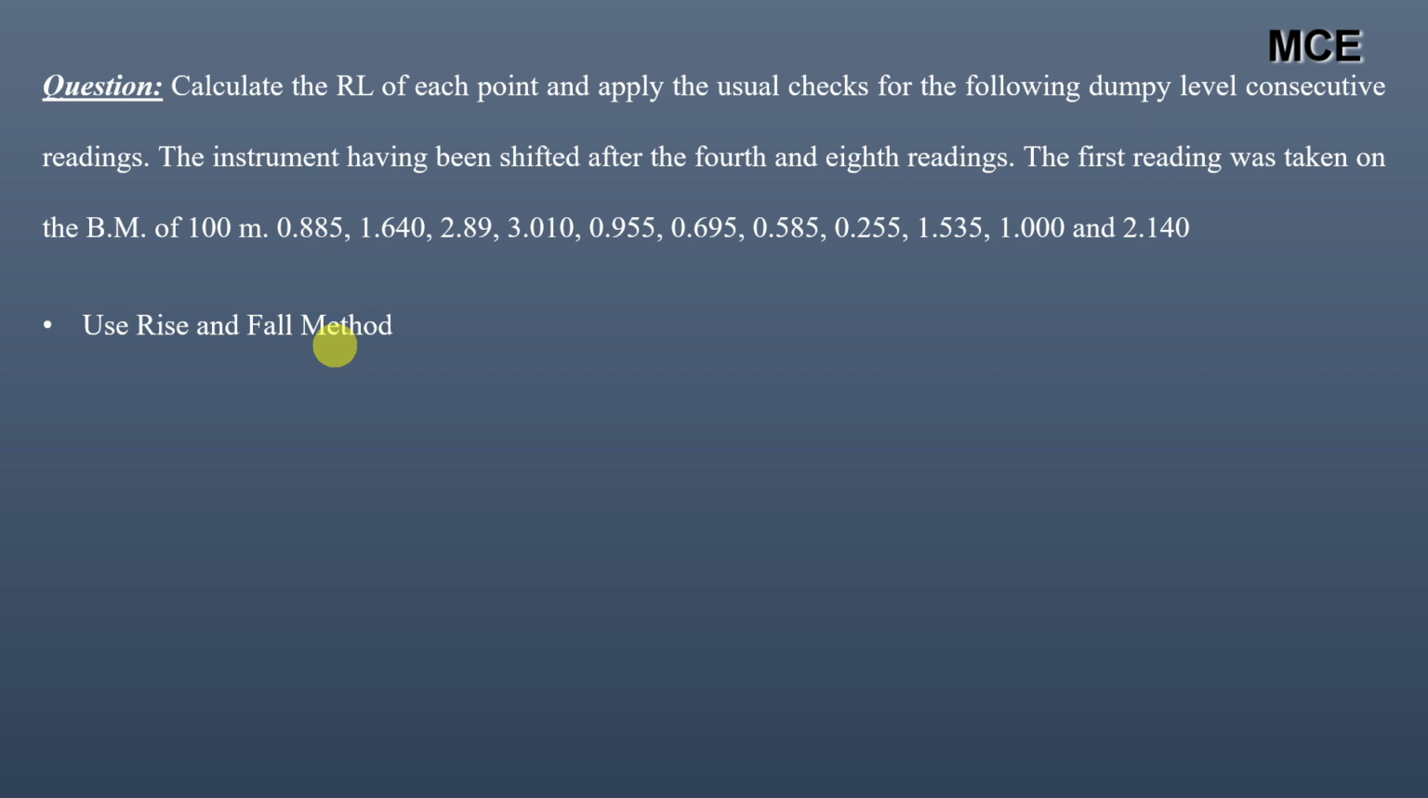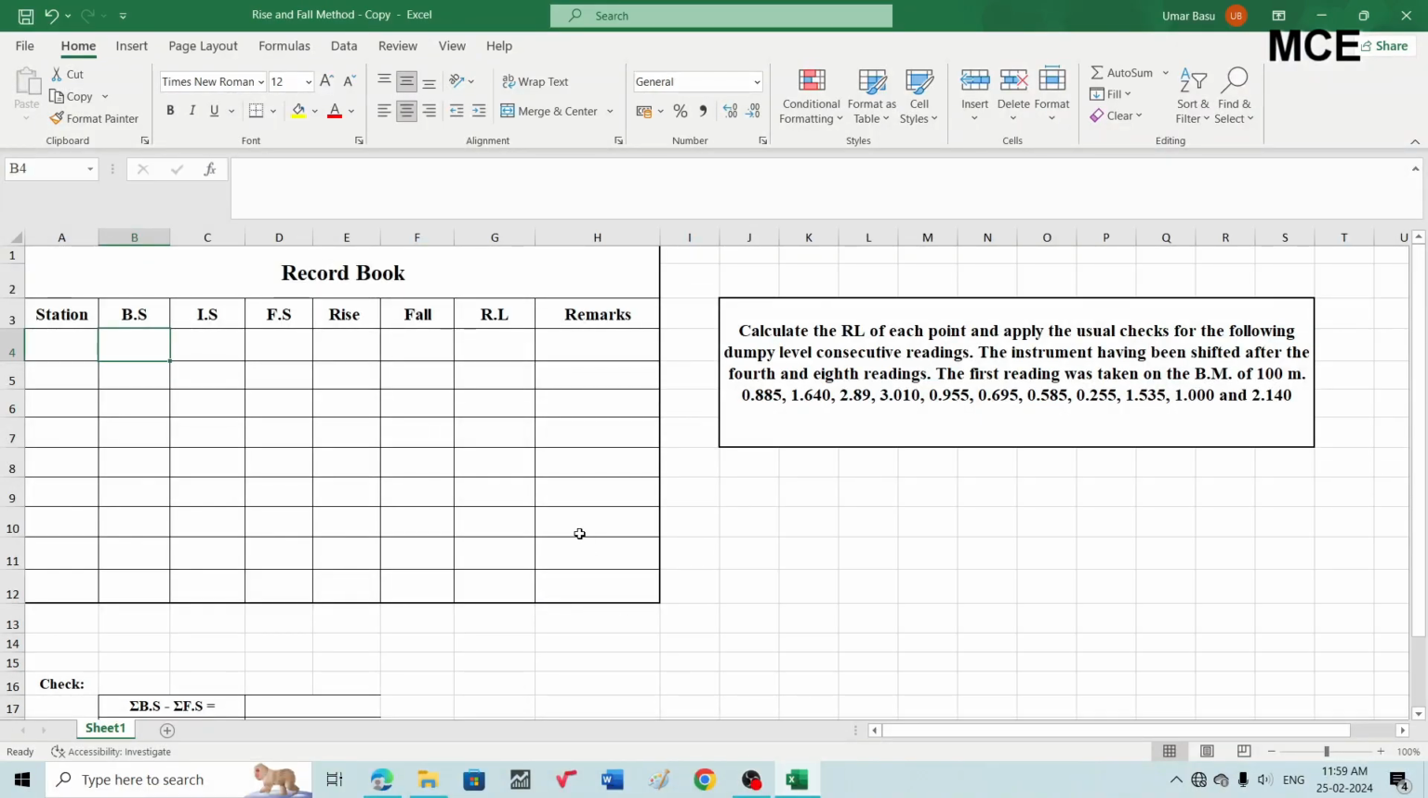So for this problem, we will be doing all the calculations in Excel. So let's move to Excel to solve the problem. In Excel, you will make a record book having 8 columns. The first is the station column, second is the backsight column, third one is the intermediate sight, fourth one is the foresight column, fifth one is the rise column, sixth one is the fall column, seventh one is the reduced level column, and finally you have a remarks column.